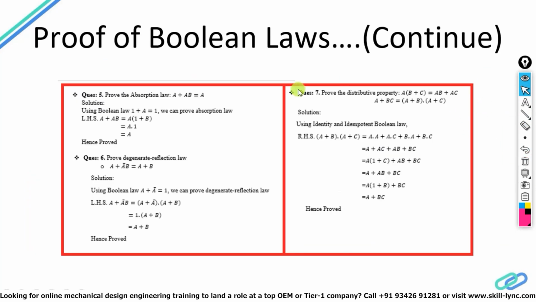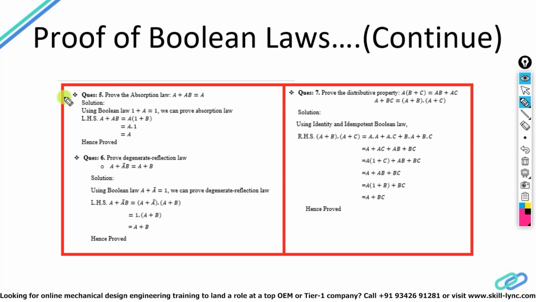Next is to prove the absorption law: A plus AB equal to A. Now the left hand side is A plus AB. So you are just taking out the A common here. It is A into 1 plus B. And as we have seen, 1 plus something equals 1. So here 1 plus B equals 1 only. So it will be A into 1, which is equal to A, hence proved. This is law number 5 here, the absorption law.